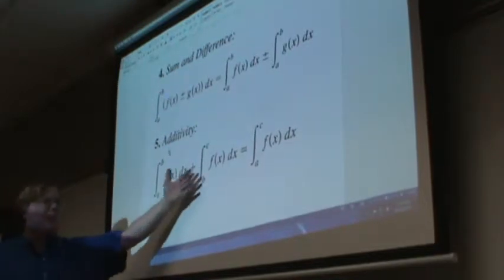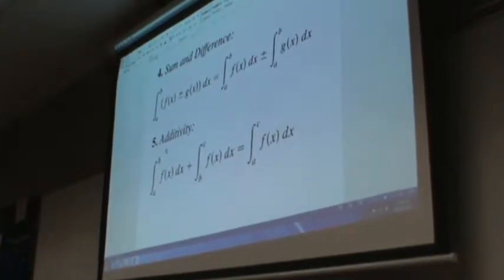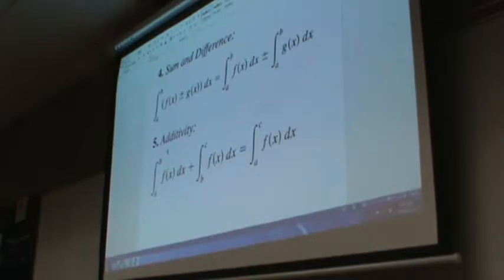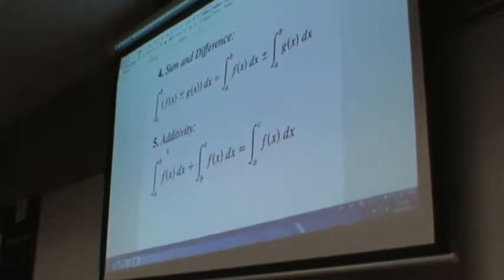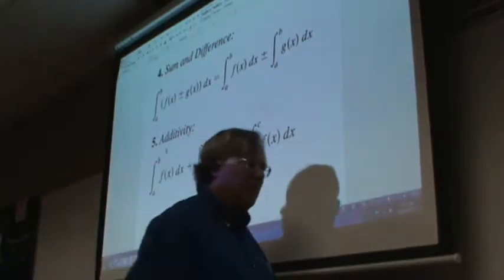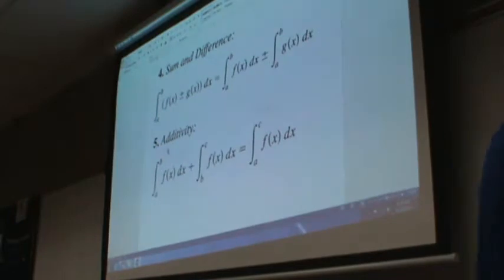This is the first one that I think is kind of tricky and interesting, the additivity one. The integral from a to b plus the integral from b to c is equal to the integral from a to c. Why is that true? Yes? Because the interval from A to B is followed by the B to C, so A to C is the same. Beautiful. Great.